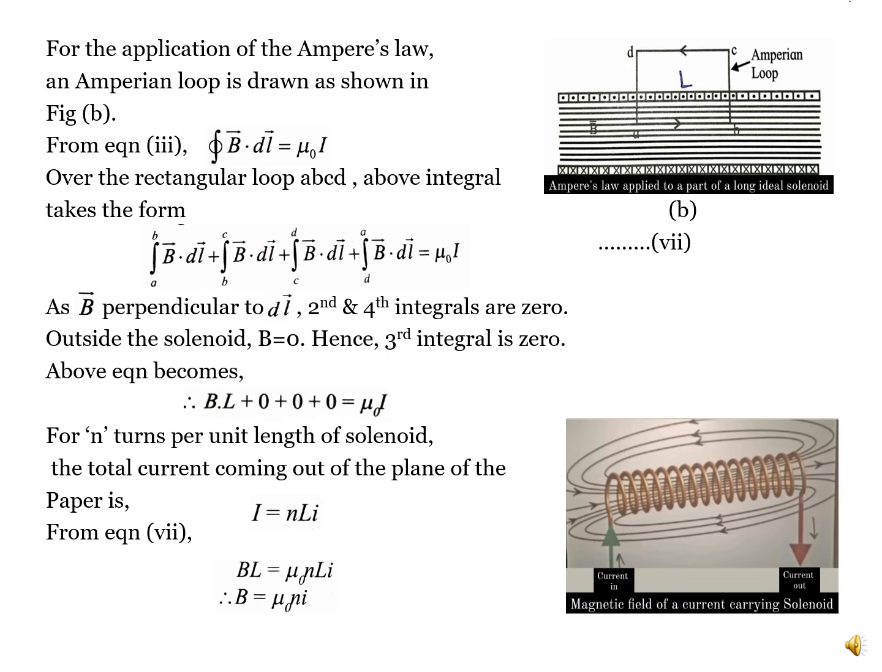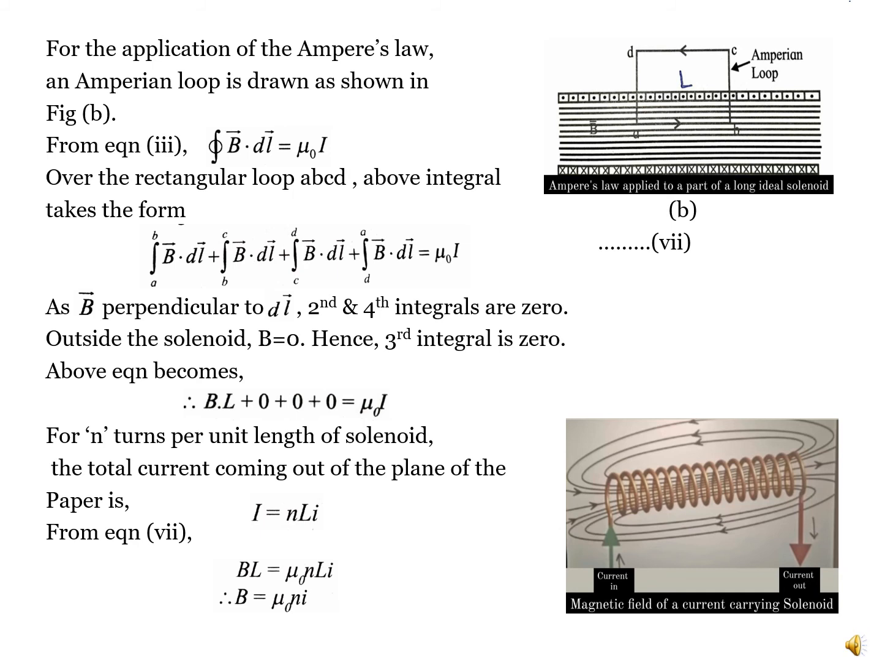Therefore, the equation becomes integration from A to B of B⃗·dl⃗ plus 0 plus 0 plus 0 equals μ0 I. Therefore, BL equals μ0 I, because B can be written outside the integration sign and integration from A to B of dl equals L. Therefore, the equation is BL equals μ0 I.